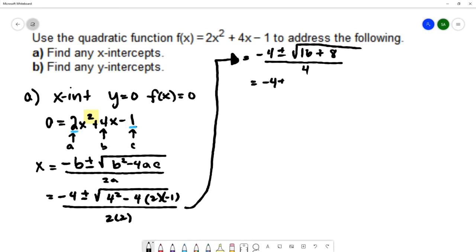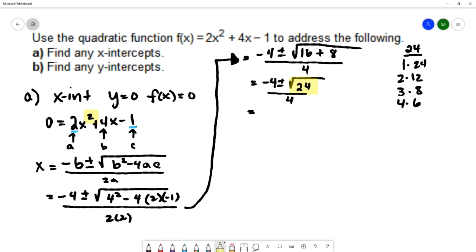I'm still working inside the radical. It's grouping that together. 16 plus 8 would be 24 over 4. Then I want to try to simplify the radical. When I simplify the radical, I'm looking for perfect square factors. And for 24, if I think about those factors, I've got 1 times 24, 2 times 12, 3 times 8, 4 times 6, and I think that's the last pair.